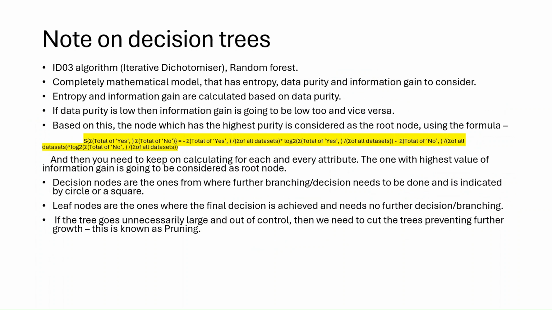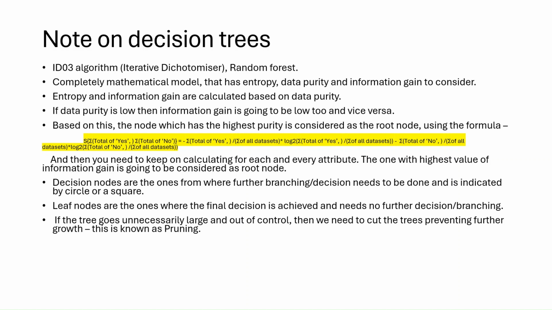Based on this, there is a mathematical equation that finds out the statistical count of yes or no based on a number of data pointers as is shown by this yellow highlight. You have to keep on calculating for each and every attribute until you come to a conclusion to consider as the root node. You have to start from the highest value of the information gain considered as the root node. This is from where you are going to begin your calculation.